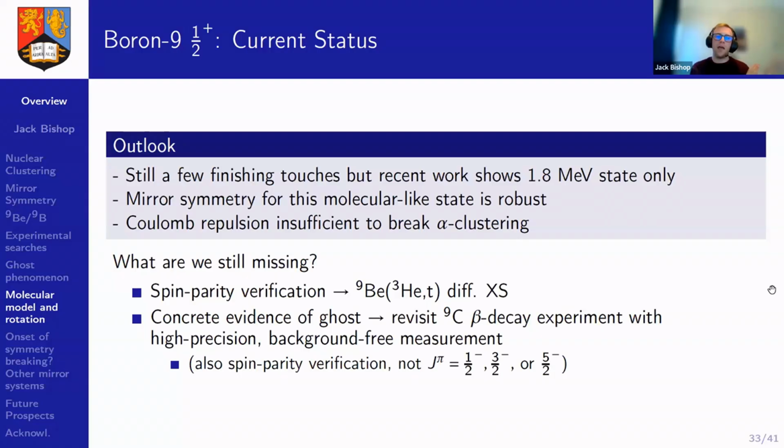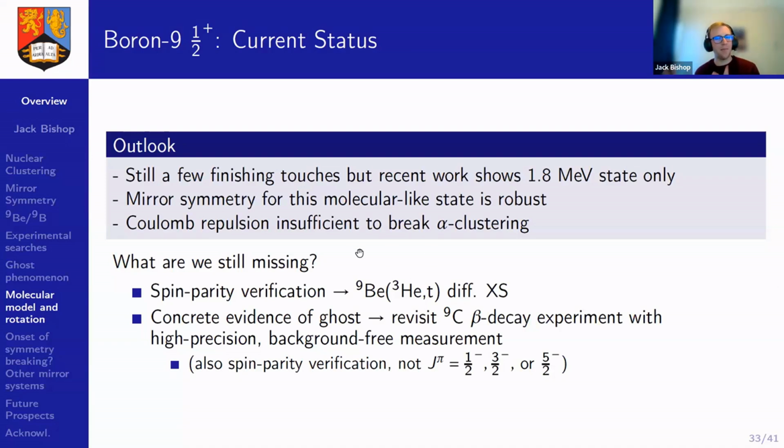So the fact that it's not there in beryllium is not concerning, and the mirror symmetry for this molecular-like system is very robust. And actually what we saw there as well was that whether we add a proton or a neutron to our beryllium-8 system was insufficient to break this alpha clustering. So there are still a few things missing.